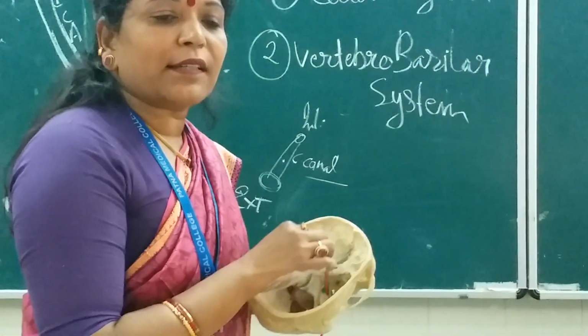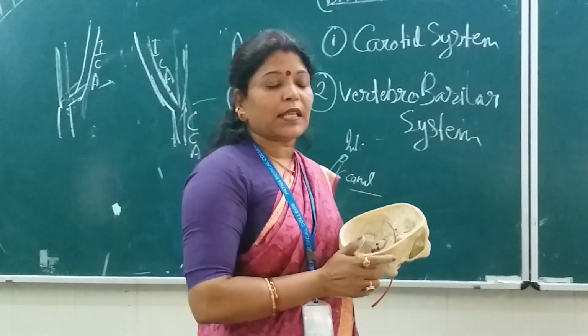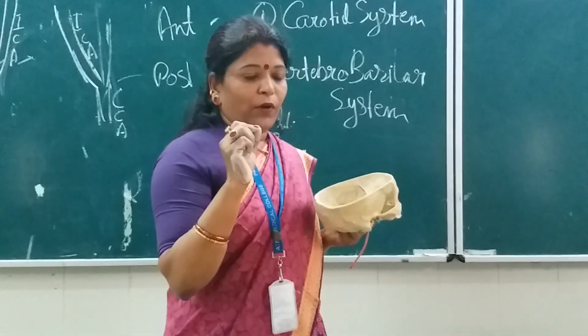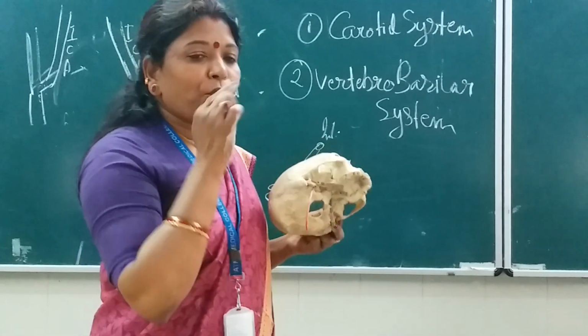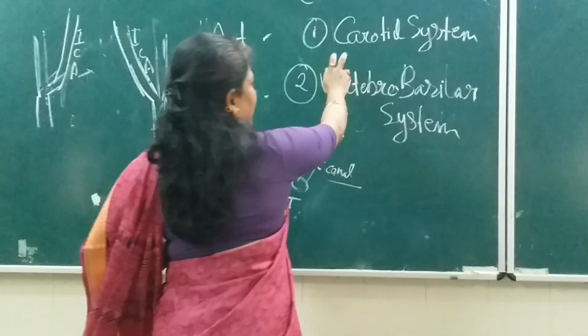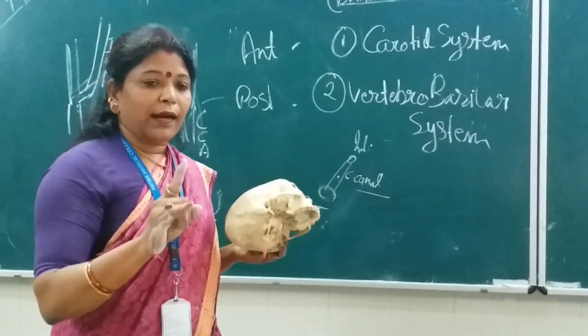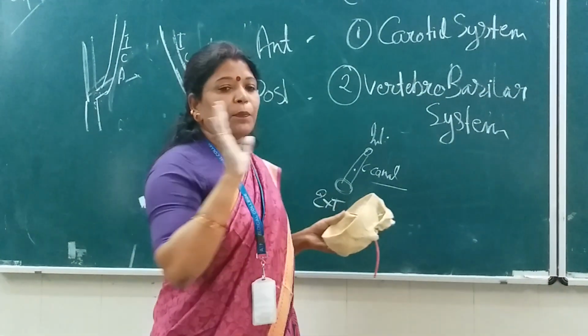Why? Because these are the major vessels. What I explained in the previous class, all the major vessels should be present in which space? That is the subarachnoid space. I was just explaining the route through which the anterior set of arteries, that is one pair of internal carotid arteries, enters inside the cranial cavity to supply the brain.